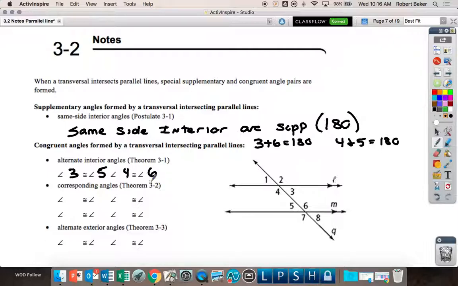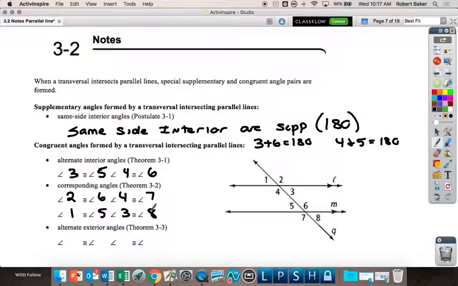Okay, corresponding angles. What are all 4 of the corresponding angles? 2 and 6. Okay, slow down please. 2 and 6 are congruent corresponding angles. 1 and 5. 1 and 5 are congruent corresponding angles. 4 and 7. 3 and 8. So those are all the pairs of congruent corresponding angles.